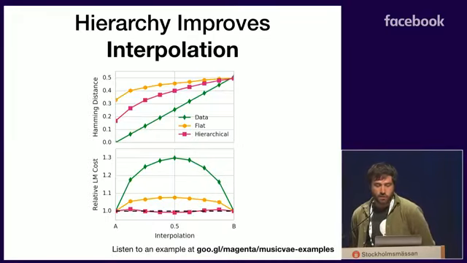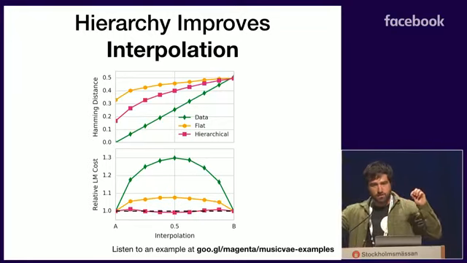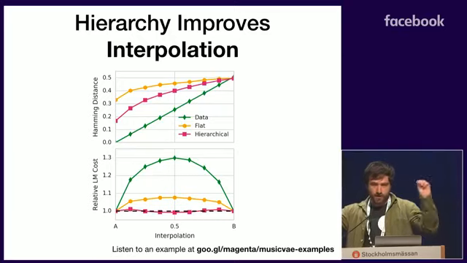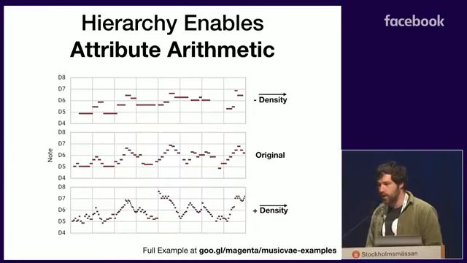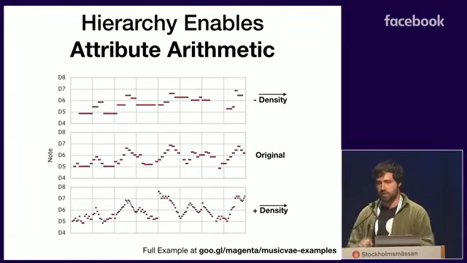It also improves interpolation, so the likelihood of the intermediate melodies and drum beats that we generated between two real ones were more realistic than with the flat model. And also we can do attribute arithmetic, like I showed before with adding and subtracting the pigs and the cats. We can do something similar but with music now.